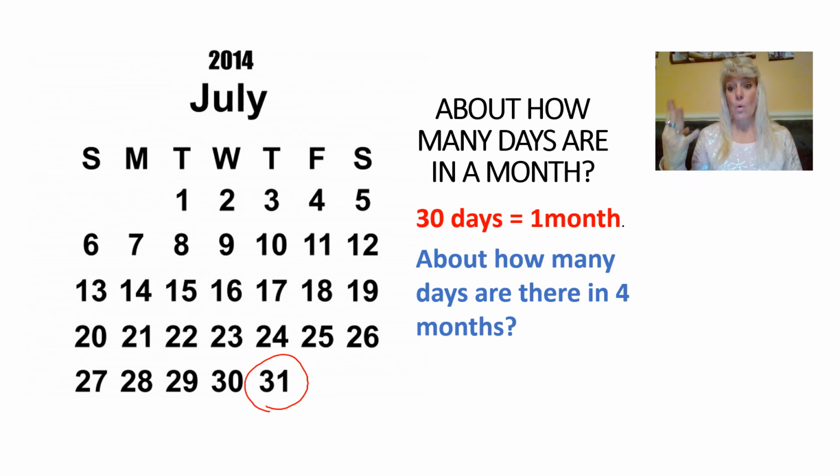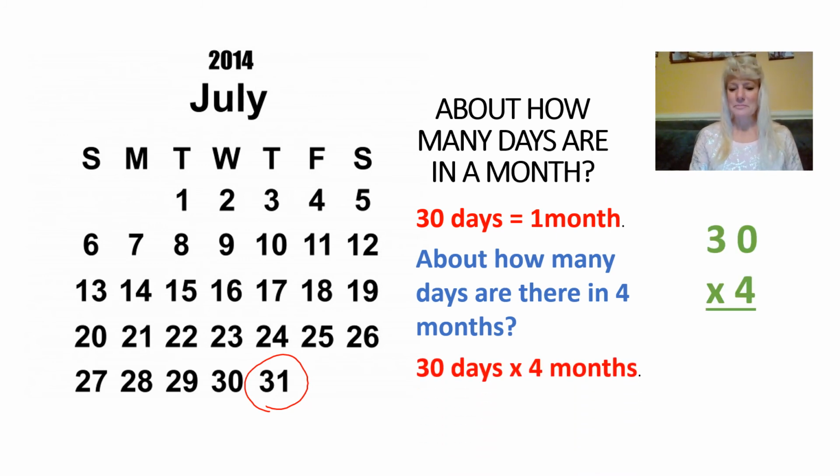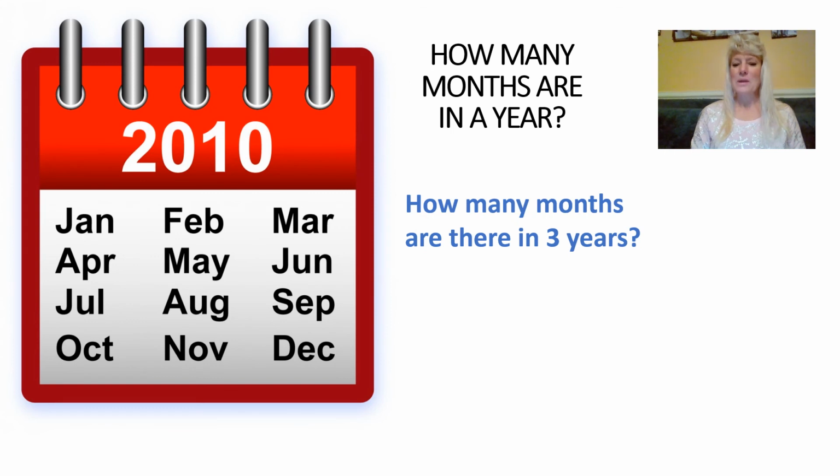All right, so if there are about 30 days in 1 month, about how many days are there in 4 months? We're going to use that same strategy. 30 times 4, and 0 times 4 is 0. 3 times 4 is 12, so 120 days. So about 120 days would equal 4 months. All right, how many months are in a year? If we did our January, February, March, April, May, June, July, August, September, October, November, December, then we're going to find out that there are 12 months in a year.